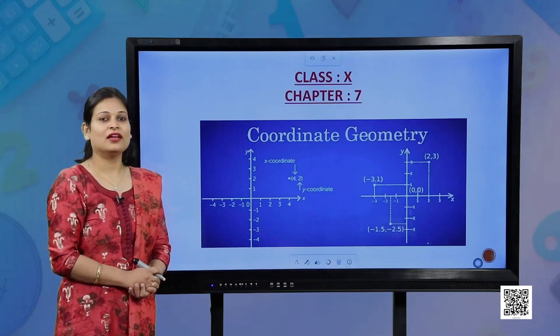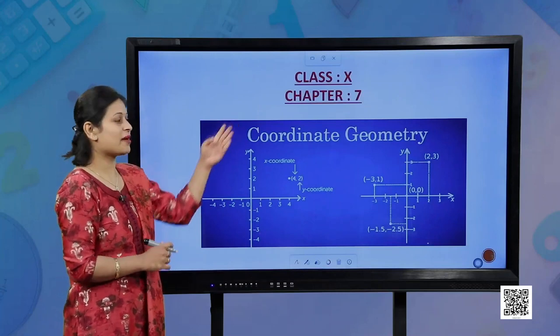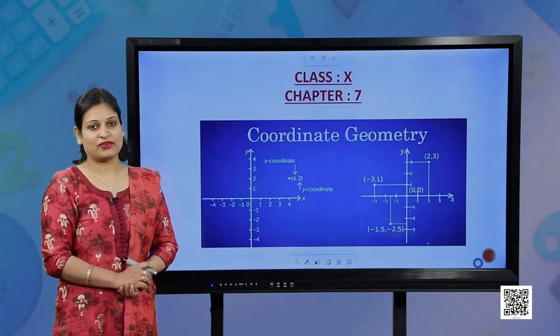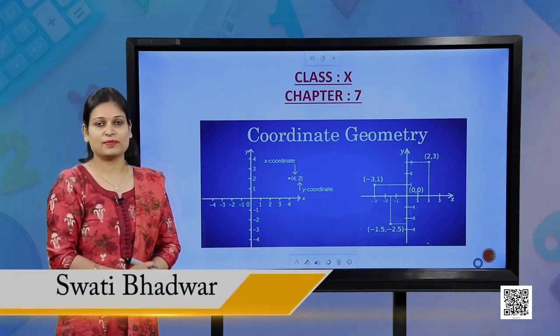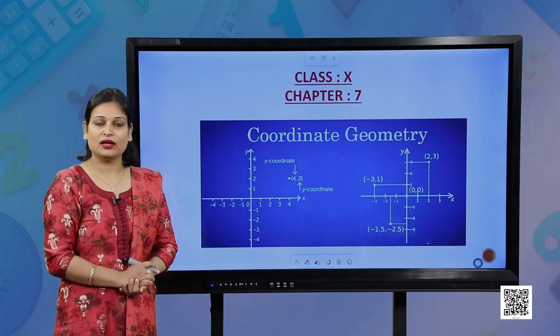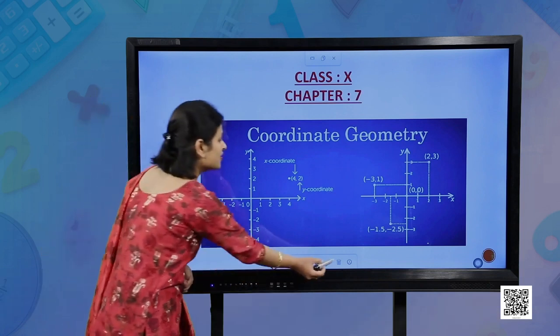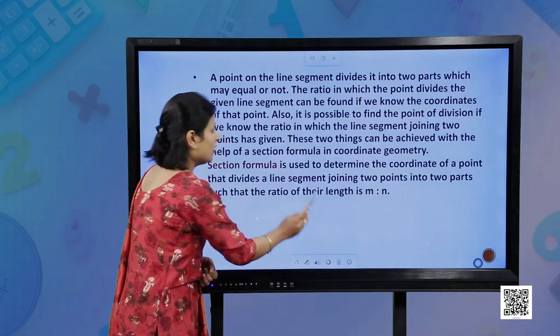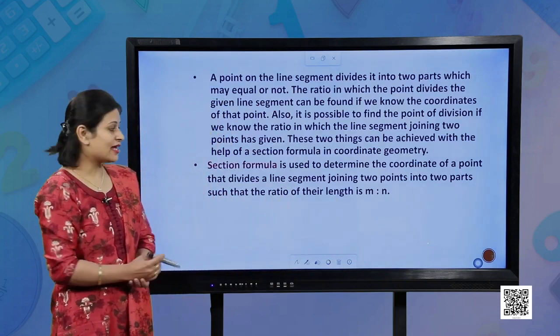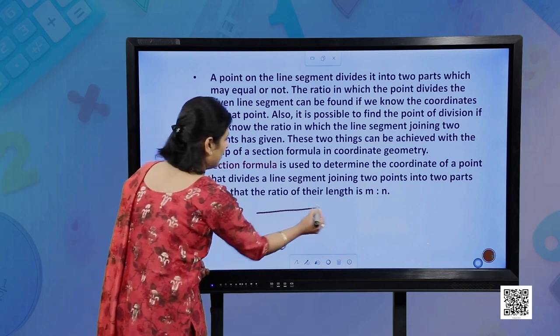Hello students, let us continue with chapter 7, Coordinate Geometry. As we have already discussed the meaning of coordinate geometry and the distance formula, today we are going to discuss the section formula.